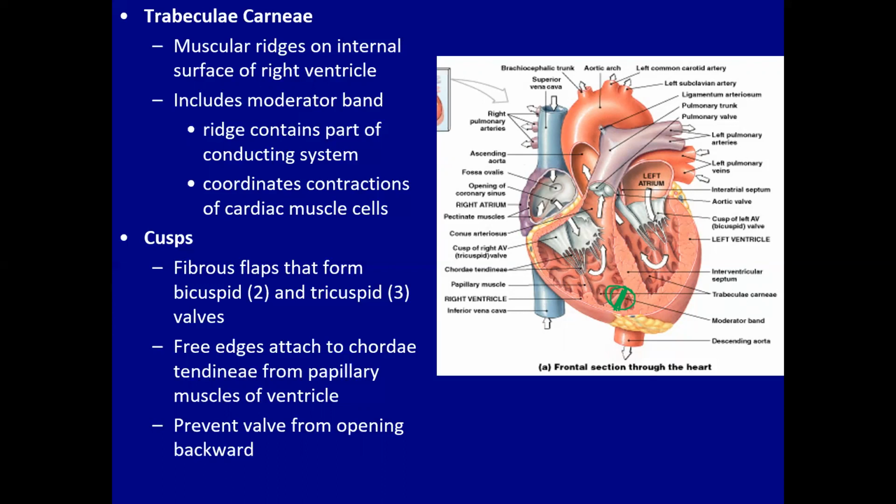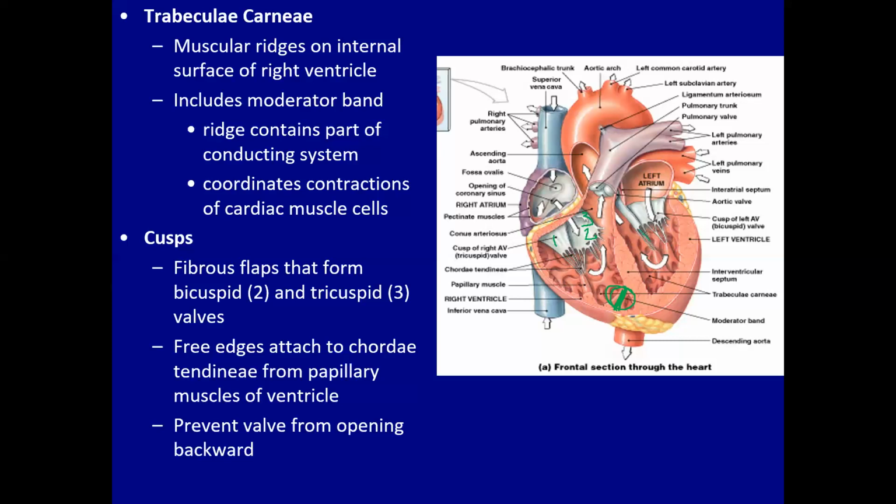Another thing I would like for you to notice are the cusps. All right, so here's one, here's two, and this has been cut away. That would be three. These are the cusps of the tricuspid valve, or the right atrioventricular valve. Over here, you can only see one cusp of the bicuspid valve. The other one has been cut away. And this is the left AV valve.